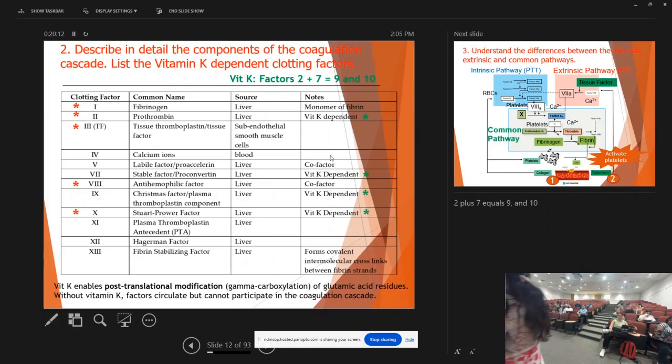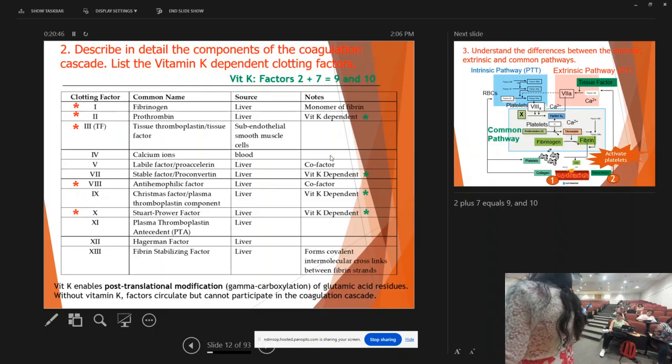It helps in the post-translational modification of some of the amino acid, glutamic acid residues that are found in these proteins. We are saying these factors, but these are all proteins. Proteins have amino acids as their building blocks, and those amino acids can be modified. What vitamin K enables is the carboxylation of these glutamic acid residues.